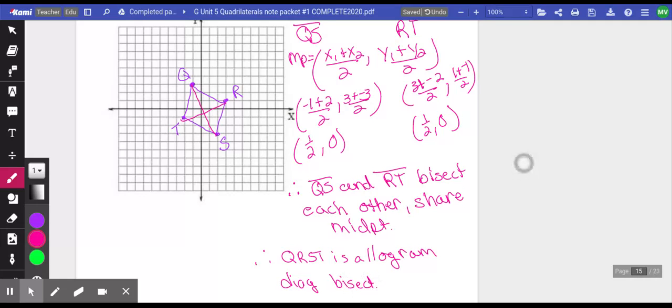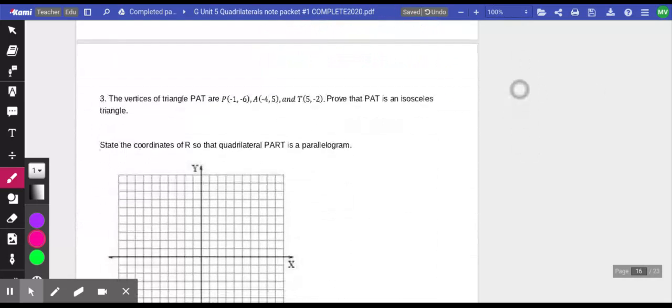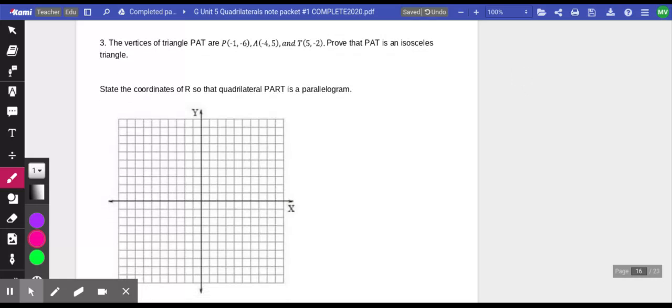Okay, one more problem for today. So let's work on this one together. So again, pause and plot these points. Okay, so now it wants me to show it's an isosceles triangle. So looking at this triangle, the two sides that look like they're the same to me are PA and AT. So if I want to show PA equals AT, I need to use the distance formula. So distance is square root of x2 minus x1 squared plus y2 minus y1 squared.